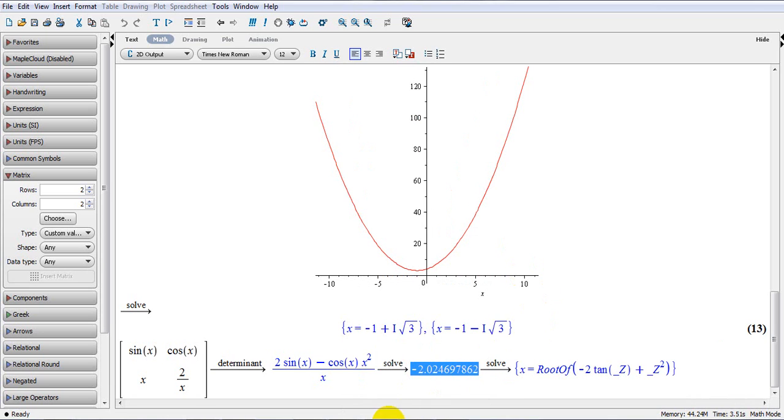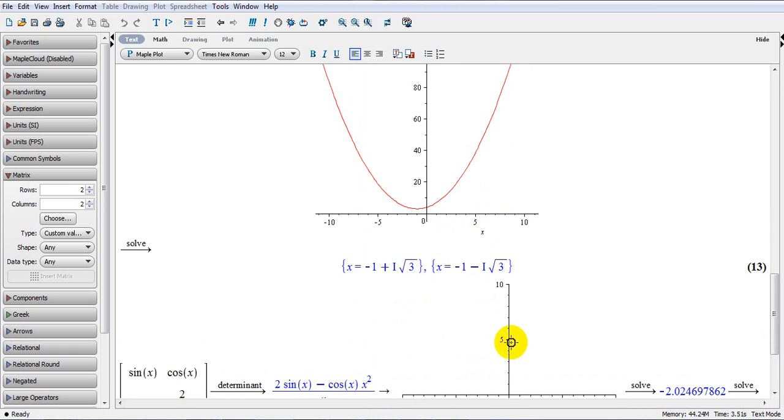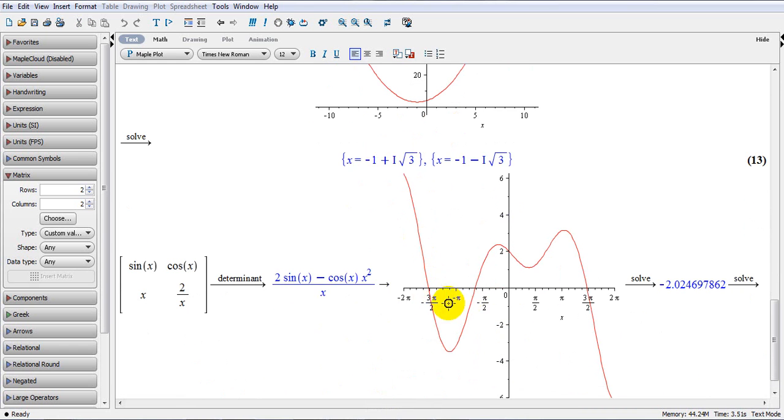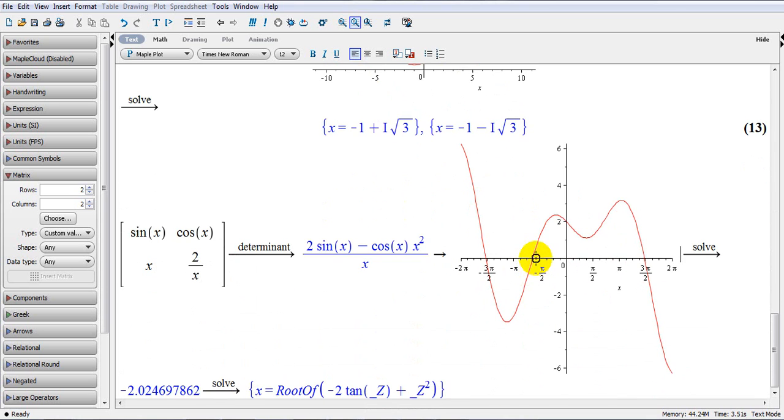-2.02. Well, how do I know this is the only answer and there are not other answers? So in that case, the safest way is you go here and right click and you go to plot and you plot that simply, and you can see that yes, we have more than one answer. As a matter of fact, we have three answers here, and obviously this particular one is the one that Maple gives us here. This is the answer we have here.